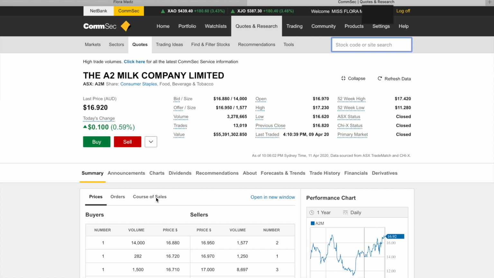Anyway, after clicking into the A2 Milk stock, most stockbrokers would have information like this. The information that comes on the screen is pretty much standard, so all brokers have the same information. I'll just go quickly through what this means. The last price that this stock traded for was $16.92.